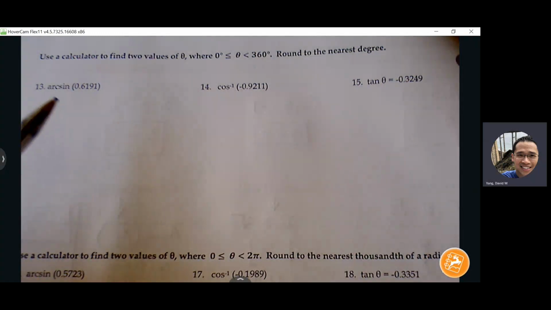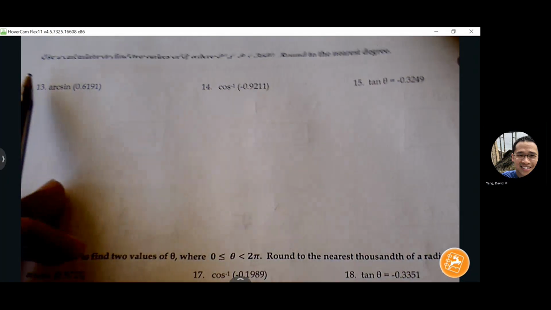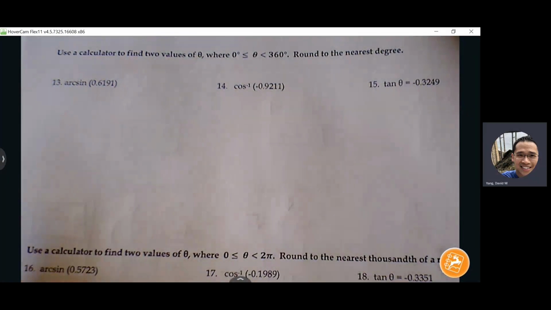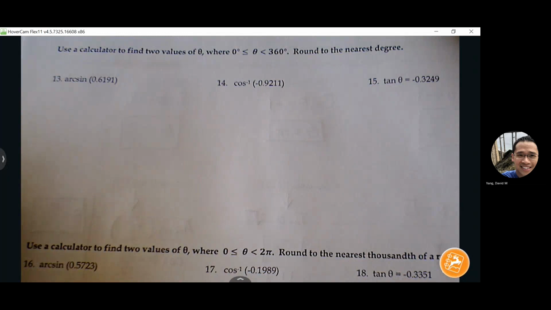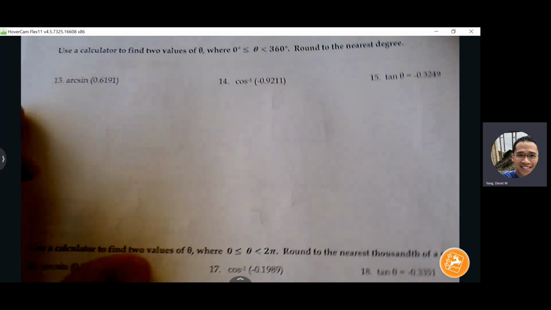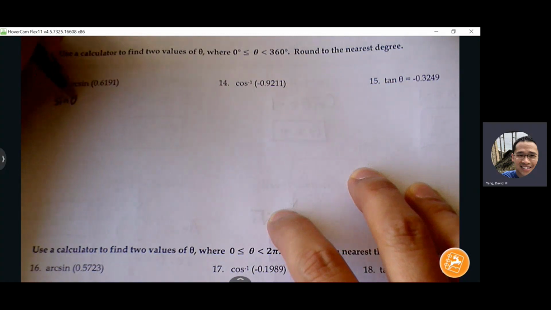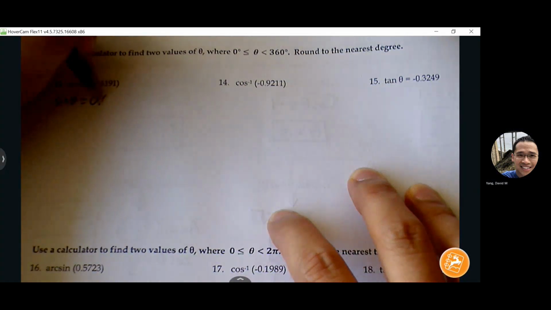Okay, use the calculator to find two values of theta, where theta is between 0 and 360. So we're going to start off with degree mode. Make sure you're in degree mode first. Okay, so arc sine of 0.6191. Enter that in the calculator, solve for theta.